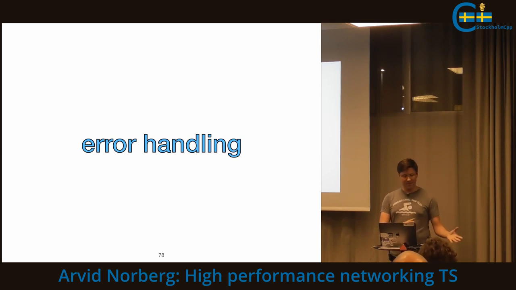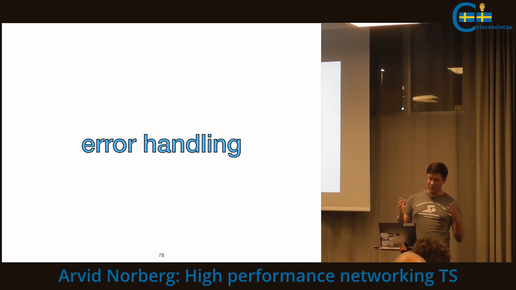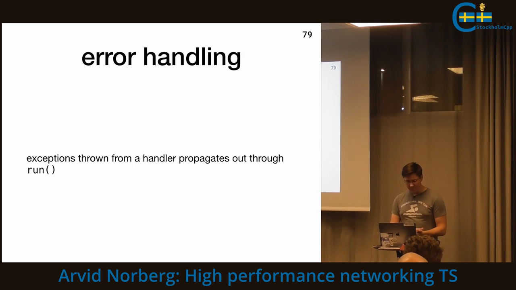Now, going back to error handling, I'm going to primarily talk about error handling when you're in the connection-style object. But basically what you have to live with is if an exception escapes from a handler into the IO context invocation of run, it will propagate that exception out of it. Whatever you're doing around your IO context run, that's where you will get the exception.